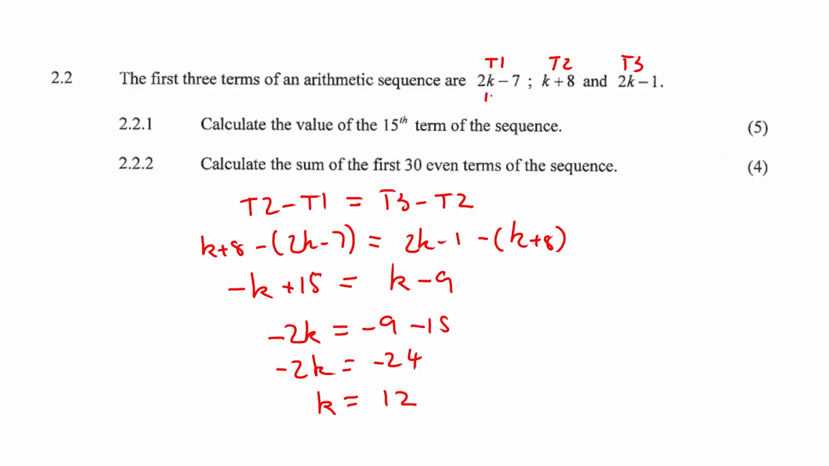Then we can sub in 12 here, here, and here. And it'll give us the first three terms to be 17, 20, and 23.